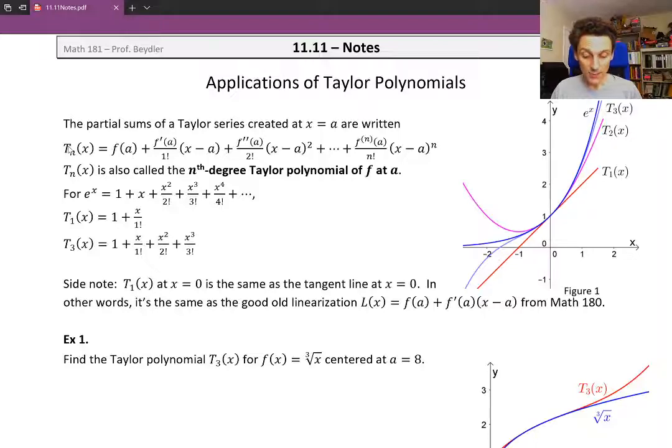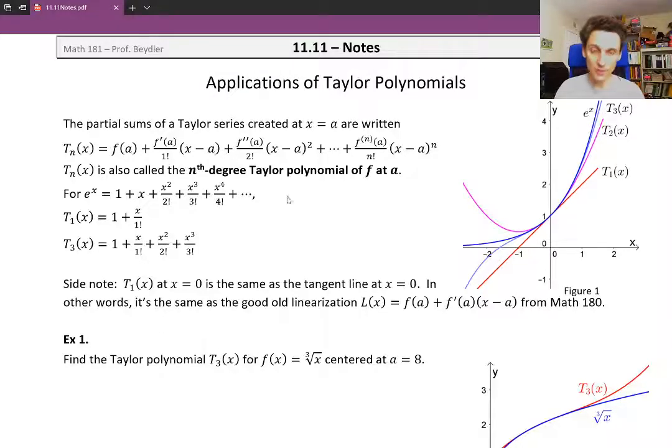The representation we can use would be T sub n. This would be the nth degree Taylor polynomial. So that represents the nth degree Taylor polynomial. And so an example would be, here's e to the x, which is, as a Taylor series, 1 plus x plus x squared over 2 factorial plus x cubed over 3 factorial, and so on. And this is an infinite polynomial. But if we stop at some point, then it becomes a Taylor polynomial.